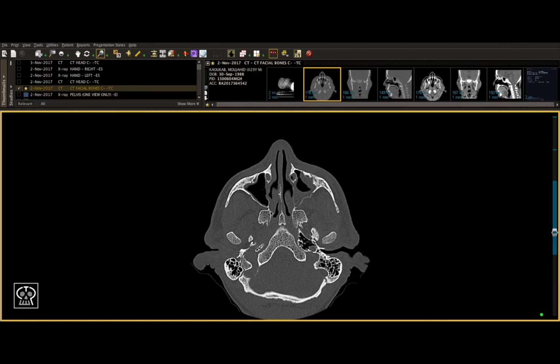Once again, comparing to the other side, you can see a smooth outline here versus a jagged, broken outline here. At this point, we'd be comfortable saying that there are fractures of the left anterior and posterior lateral walls of the maxillary sinus. In this particular patient, most likely related to a ZMC fracture. However, we will go into more detail on that in our ZMC section.